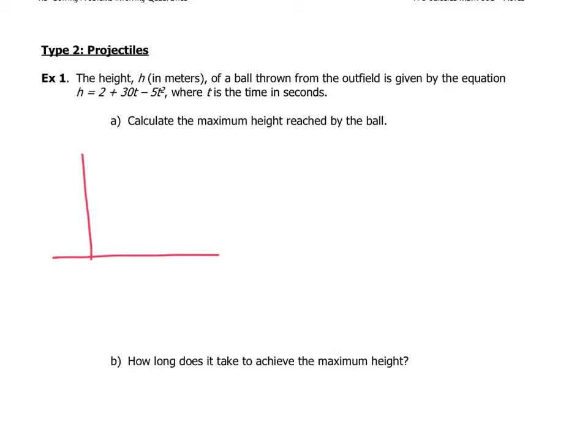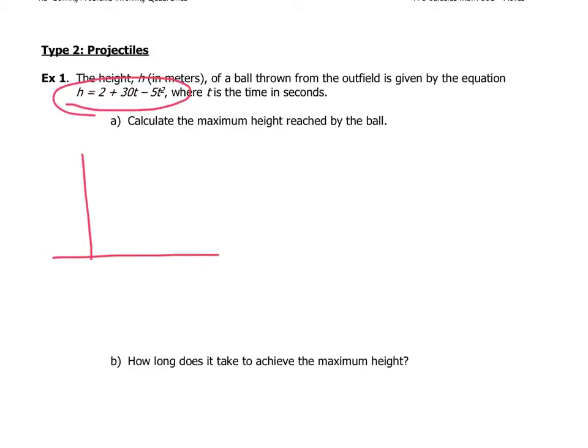Welcome back. In this video, we're going to look at type 2 quadratic problems. It's about projectiles. So in these kinds of questions, you are typically given an equation that represents whatever's happening. And in this case, you have a ball that's being thrown from the outfield, and it's given by the equation h equals 2 plus 30t minus 5t squared, where t is the time in seconds.